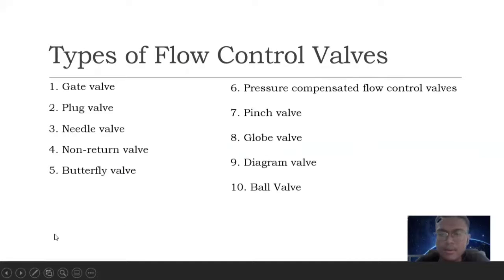And then we have the types of flow control valves. In this assignment, I put 10 types of flow control valves, which are gate valve, plug valve, needle valve, non-return valve, butterfly valve, pressure compensated flow control valve, pinch valve, globe valve, diaphragm valve, and ball valve.